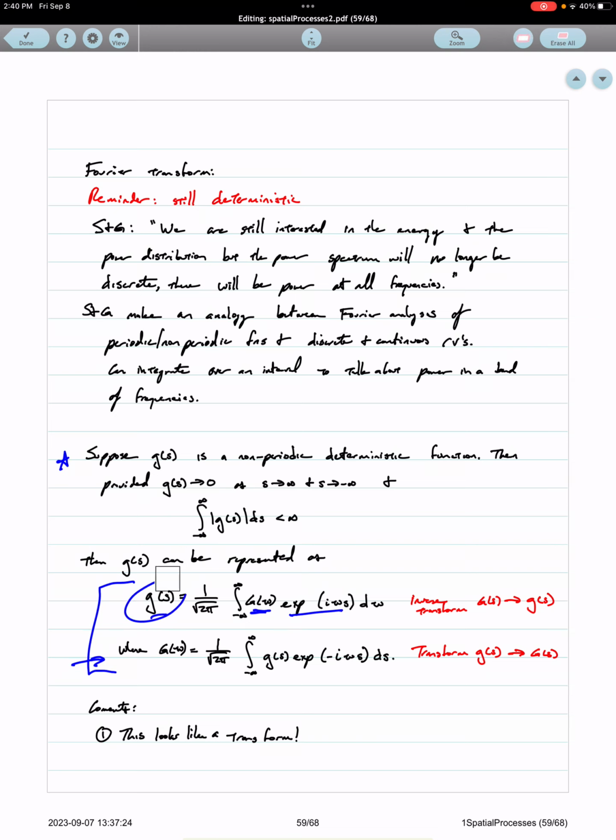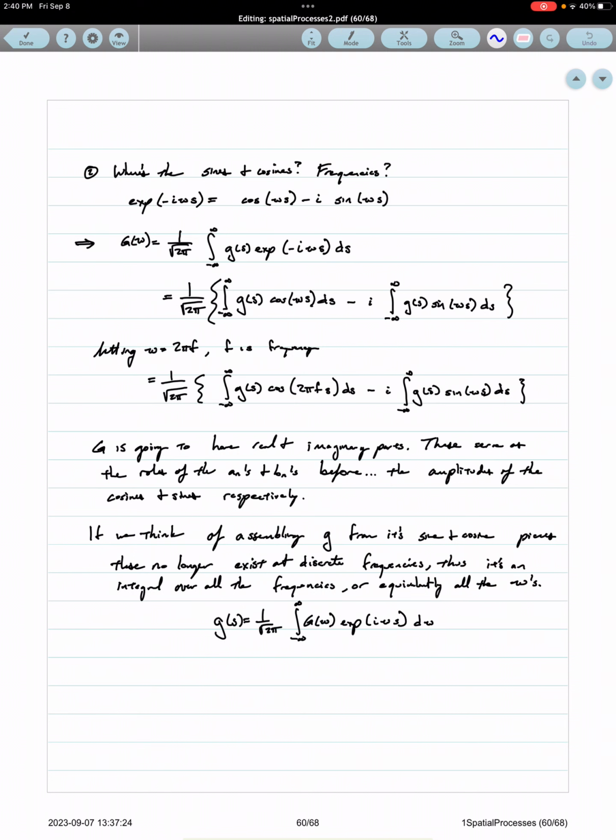This agrees with our usual notion of transform, in that we're starting with a function and recoding it as another function. This other function has all of the information in it, and in fact we can go from this recoded function back to the original function.